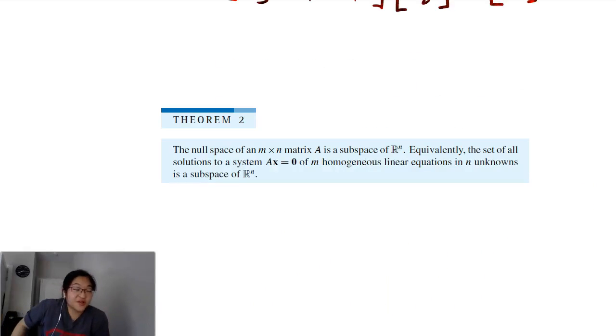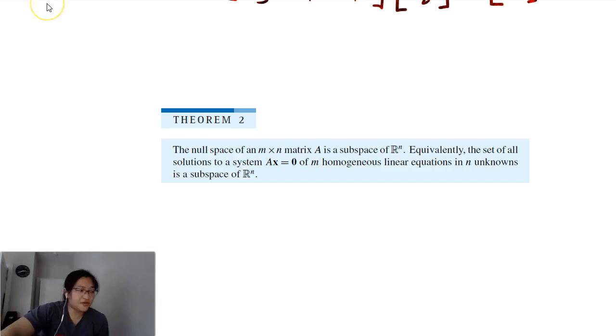This is the vector space chapter. Well, because the null space of an m by n matrix is a subspace of Rn. The set of all solutions to our system Ax equals 0 of m homogeneous linear equations in n unknowns is a subspace of Rn. So we're looking at vector spaces.